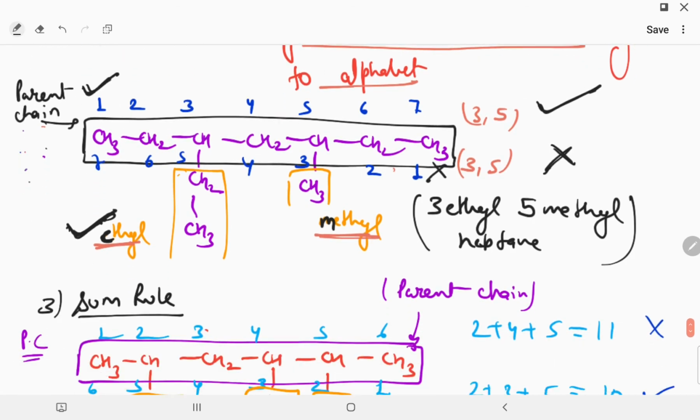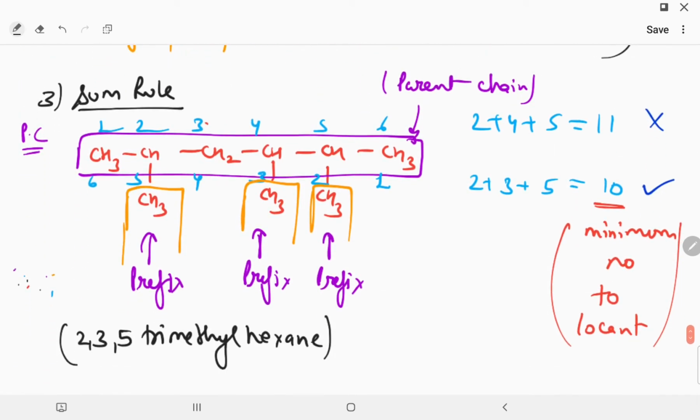Now the last rule is the sum rule. In the sum rule you can see that we select the longest chain. Again we number from this side and from this side. Now both sides have the same locant number. On this side the locant methyl has number 2, and numbering from this side the locant CH3 also has number 2. So both sides have number 2.